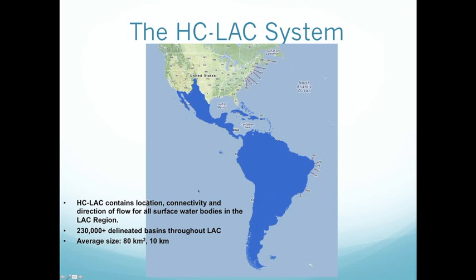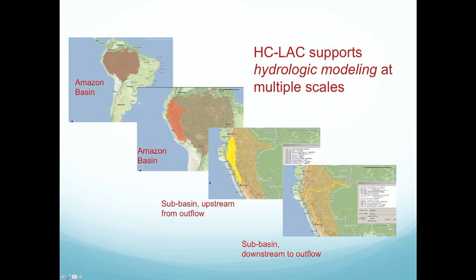The system contains the location and connectivity and direction of flow for all the surface water bodies in the LAC region. It's got about 230,000 delineated basins throughout the region, and just to give you an idea of the average size of the basins, it's 80 square kilometers. The average path of a flow has a length of about 10 kilometers, so this is just average. And it supports hydrologic modeling at multiple scales.